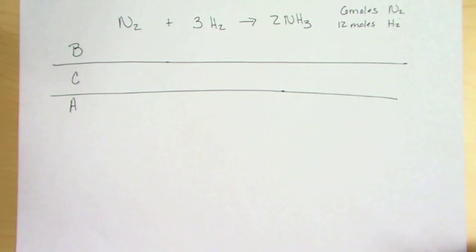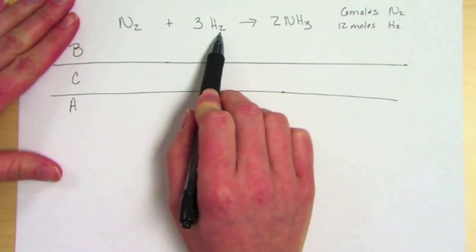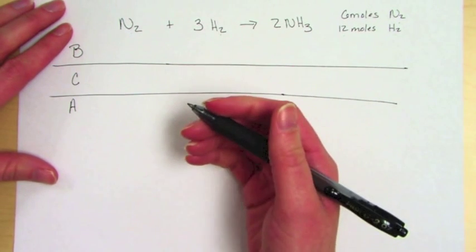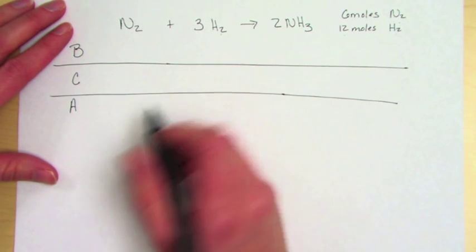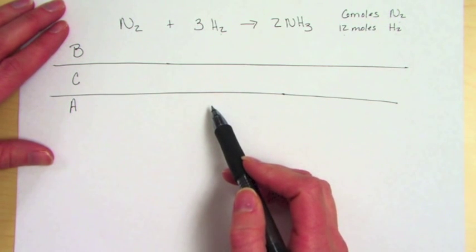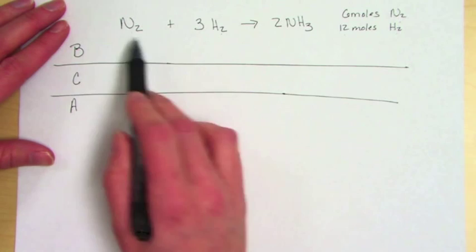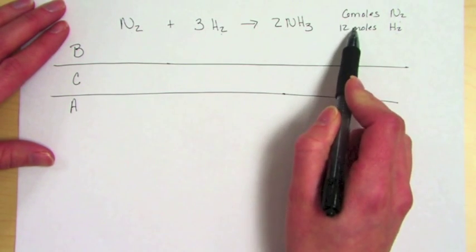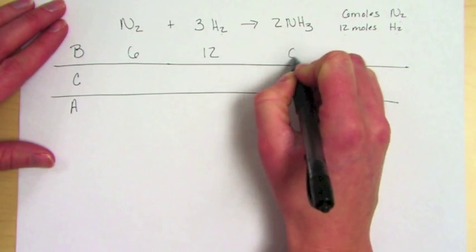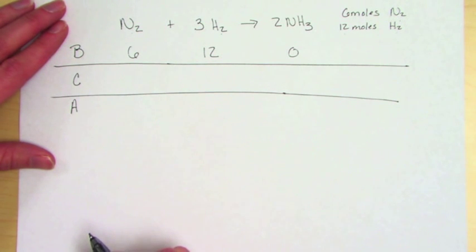To do a limiting reactant problem, we're getting information from both of our reactants, and we're going to end up using all of one and only some of the other. So we're trying to identify which one is going to be used completely and which one is going to be left over. We work these out like a normal BCA table to start. We have our balanced chemical equation, and then we put these in for the before. So we have 6 moles here and 12 moles here, and we haven't created any of our product yet, so that's a 0.